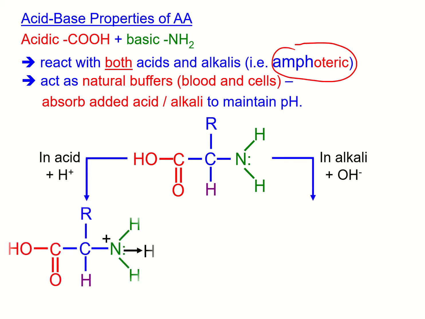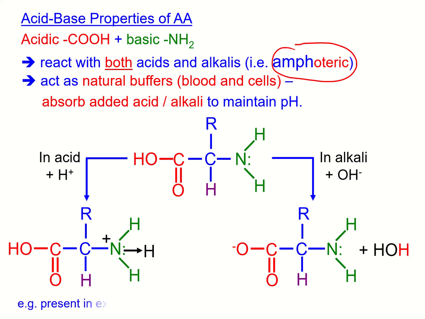Okay, so there you go. As you would expect, in acidic solution, the NH2 becomes protonated to an NH3 positive, an ammonium group, and in alkaline solution, the carboxylic acid group becomes deprotonated to become a carboxylate, a COO negative group. Okay, and that's the same for any amino acid. This type of question comes up frequently.